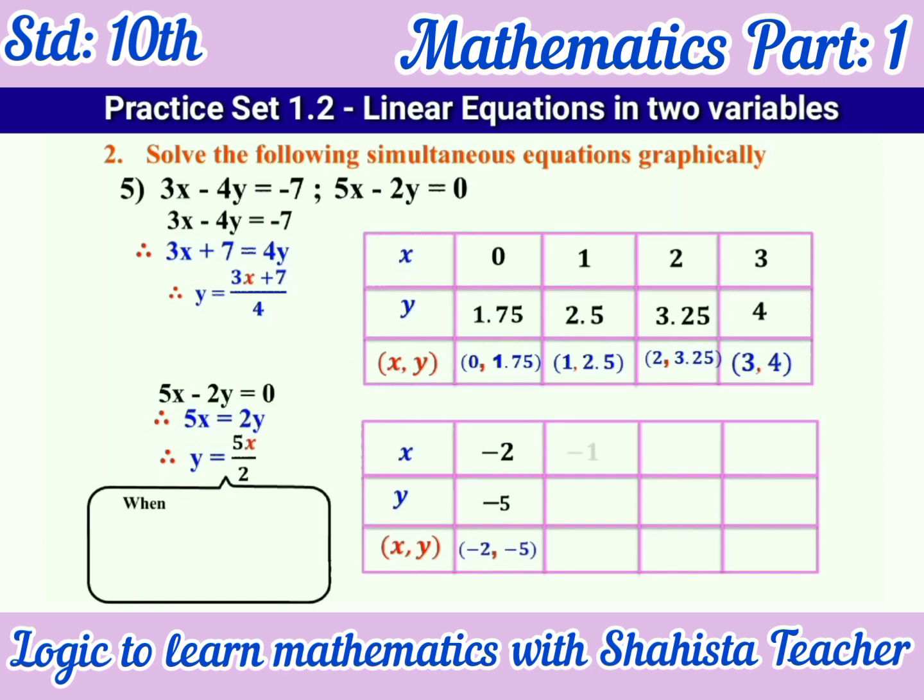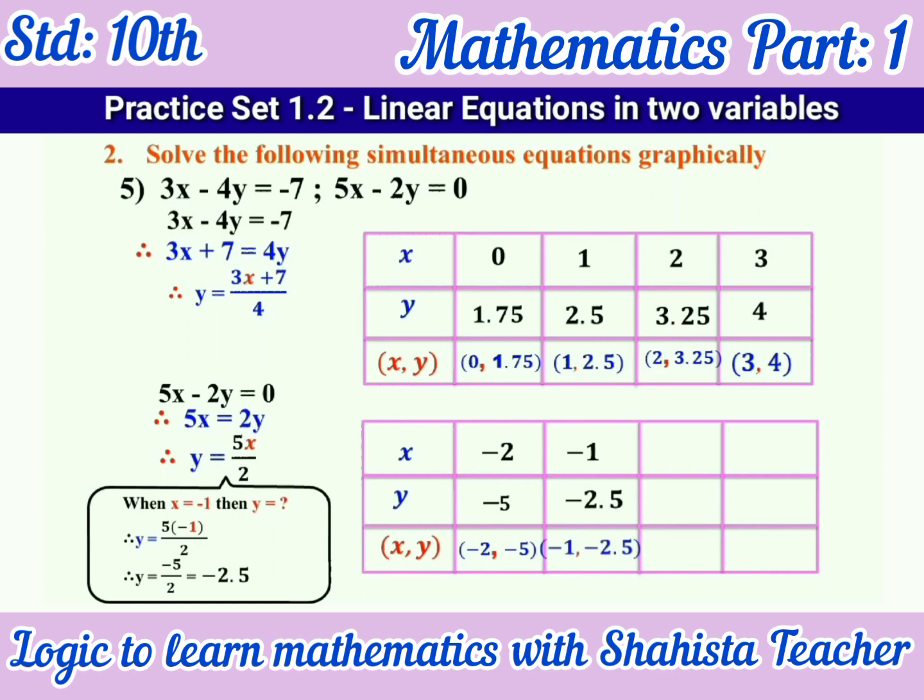Now similarly x is equal to minus 1. We have considered x value is minus 1 but we don't know the value of y. We are going to calculate this value of y. So same equation, 5x upon 2. In the place of x we will put minus 1. So (5 times minus 1) upon 2. So 5 ones are 5, give it the negative sign, minus 5 upon 2. That means minus 2.5. Okay, so x is minus 1 and y is minus 2.5. So (minus 1, minus 2.5).